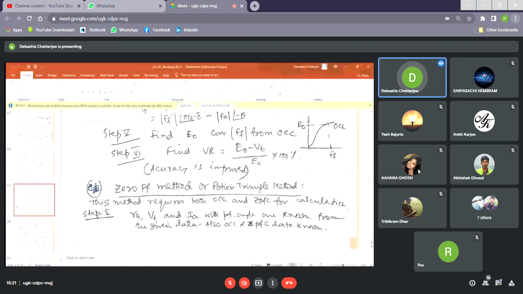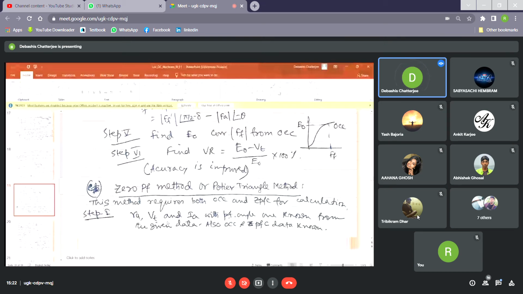Step one, the prerequisites are written here: armature resistance, terminal voltage, armature current, and power factor angle are known from the given data. Naturally, the armature resistance is mentioned. If it is not mentioned, you can assume it to be zero, no problem. The terminal voltage, at which voltage the machine is operating, and at which load, that means the magnitude of armature current and power factor, for which you have to calculate the voltage regulation, is also known.